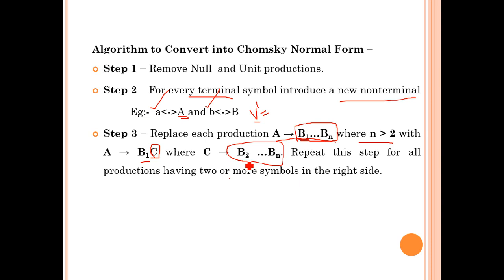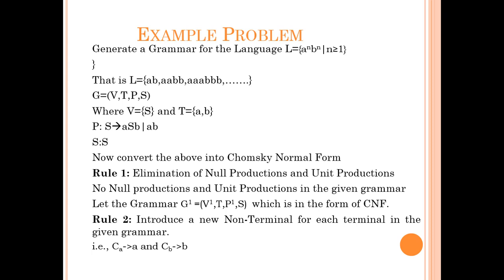Okay, so let us see an example. Here you can see one example. Generate a grammar for the language L equals a power n, b power n, such that n greater than or equals to 1. So this is the language and you have to generate a context free grammar for this language. So when you are giving n value as 1, what is the string obtained from this language? a power 1, b power 1, that is the occurrence is ab. Next, when you are giving n as 2, what is the string obtained? aabb. When n is 3, aaabbb, like that, and so on.